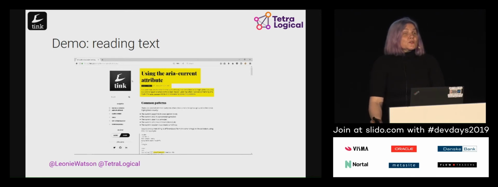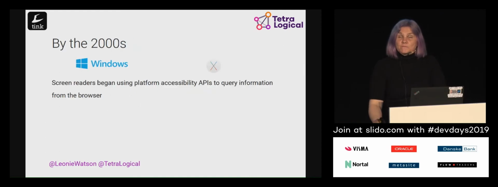So screen readers will take all the text content that's there in a web page and speak it to the user. So that's the basic way a screen reader works. It takes what you see on screen and it turns it into synthetic speech, so someone who can't see the screen can understand the content.